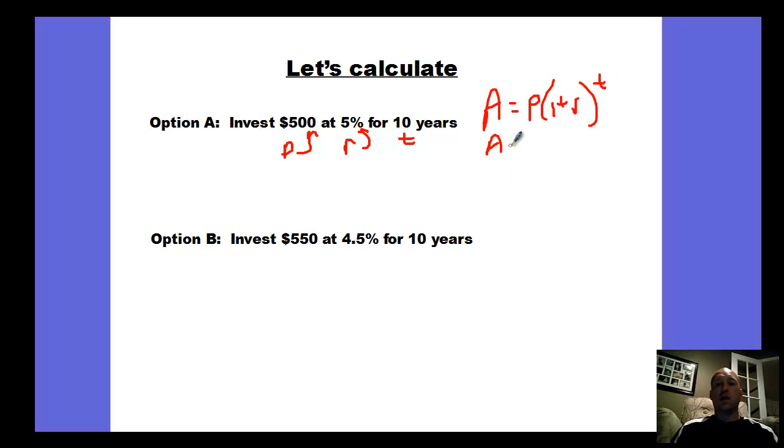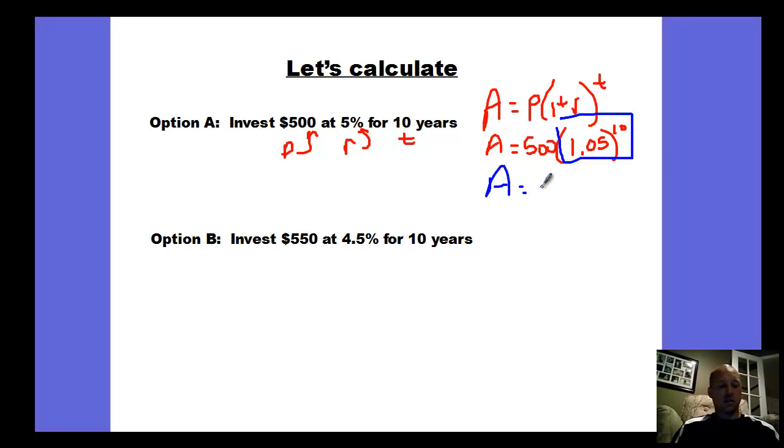So then we know that A is going to be 500 times 1 plus 5%, so 1.05 to the 10th power. Now order of operations, what do you got to do first here? Well, this is where I've seen an issue with students in honors algebra 2: you've got to deal with the power first. You've got to calculate 1.05 to the 10th power first.